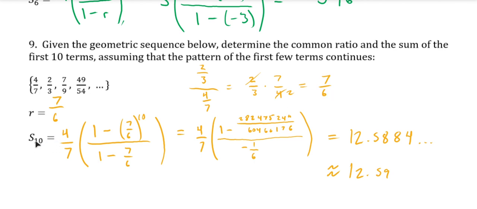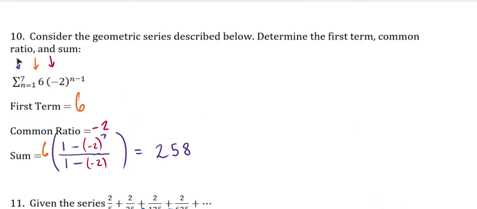Now, if we want the sum of the first 10 elements, we take our leading term, 4/7, and we multiply that by 1 minus r to the n over 1 minus r. And when all the dust settles on that, we'll get something about 12.59. For number 10, we want to do something similar. We want the sum of the elements from 1 to 7.